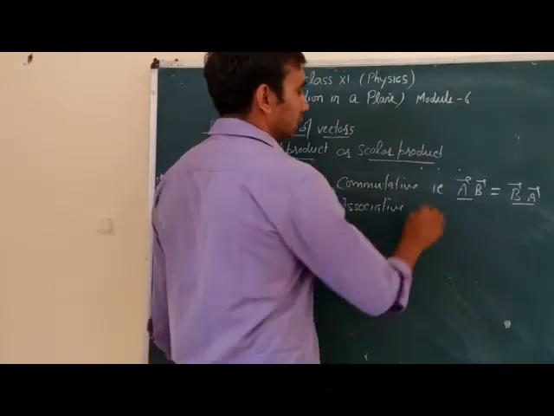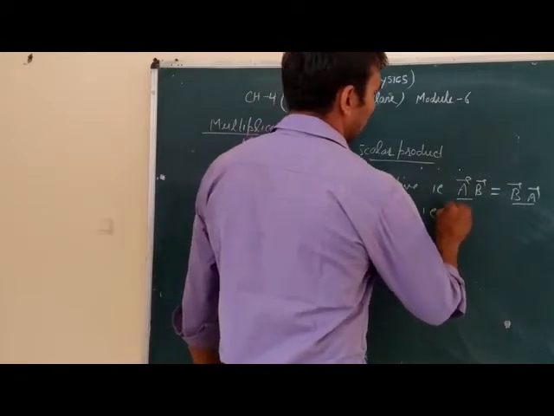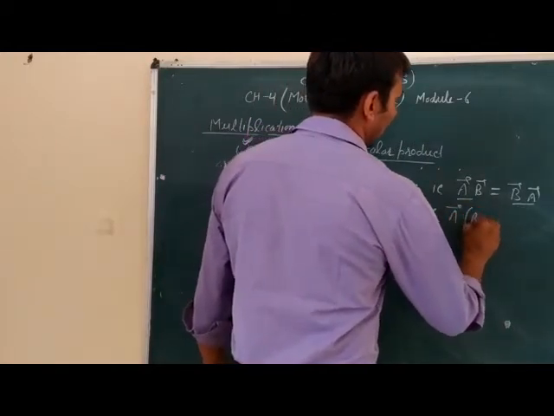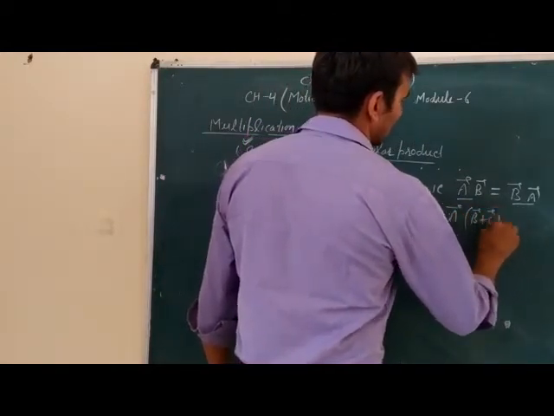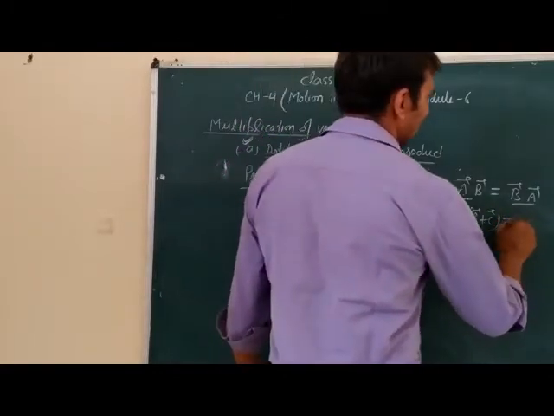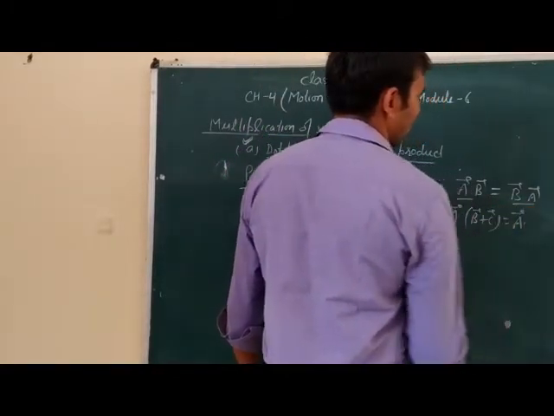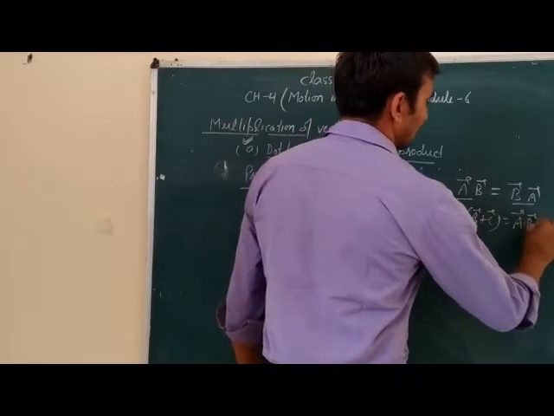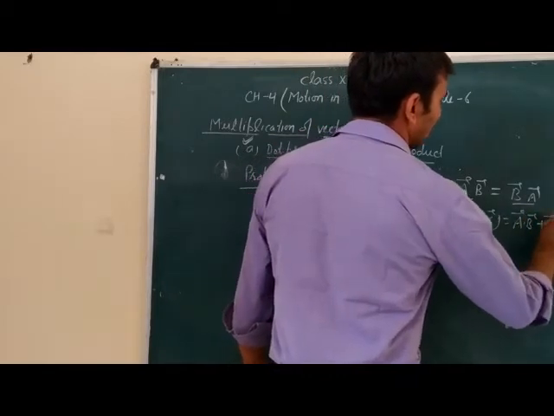Associative: A dot (B plus C). This can be written as A dot B plus A dot C.